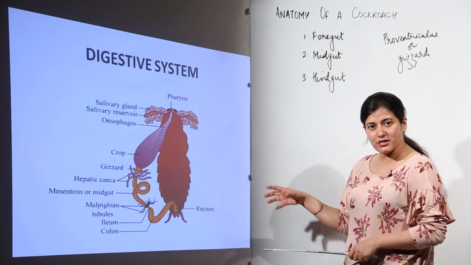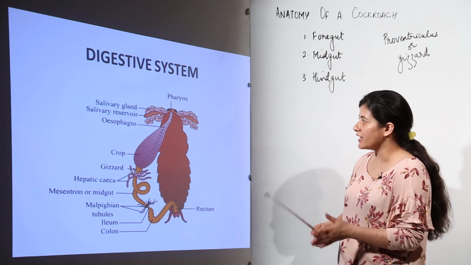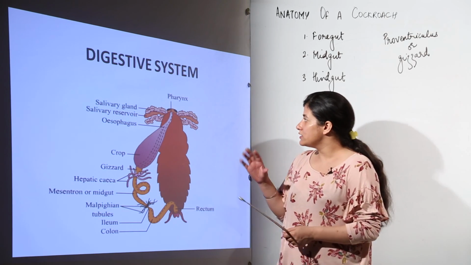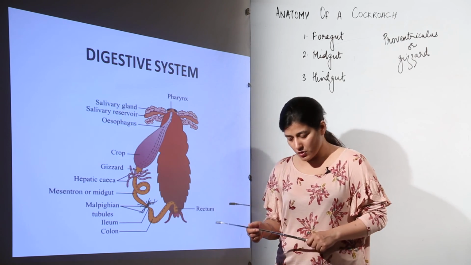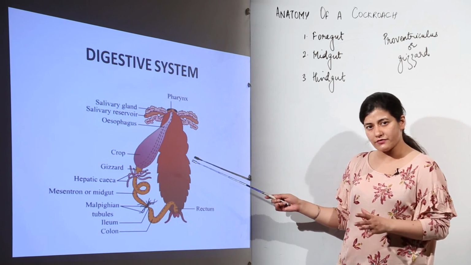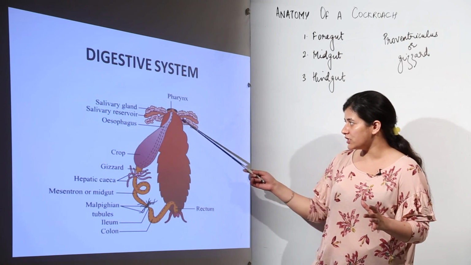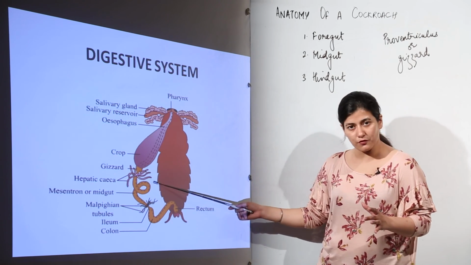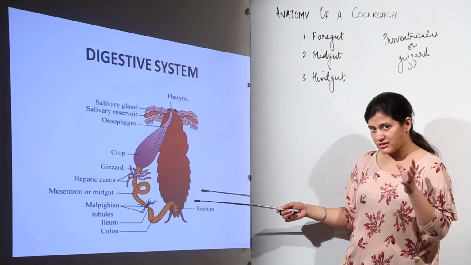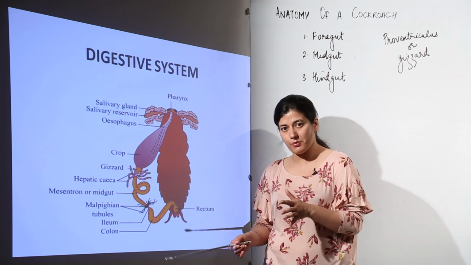You have to remember these names and keep in mind what part lies where in terms of midgut, hindgut and foregut. This is all you have to know about the digestive system of cockroach, and not to forget the salivary glands. There are two secretory parts in the digestive system of cockroach. One is excretory, and they do not have a separate urinary system as we people have.